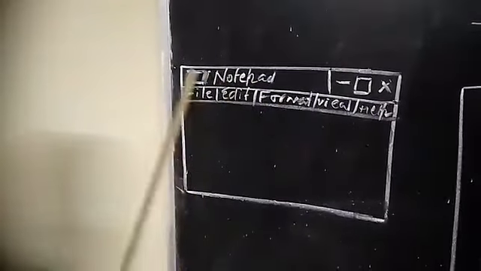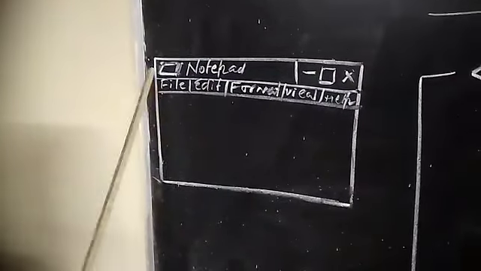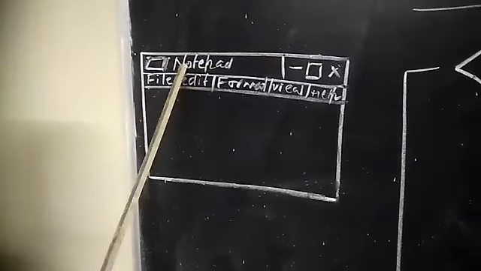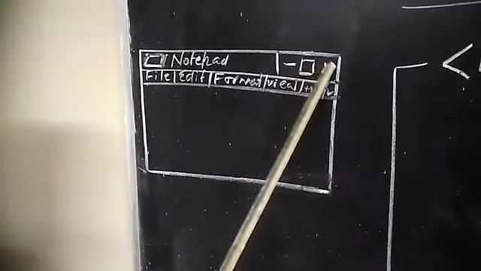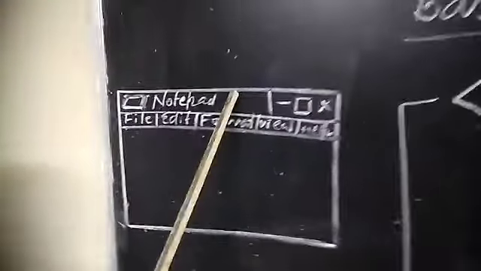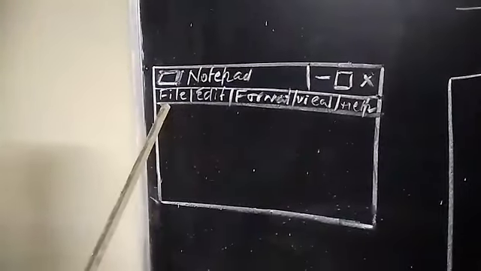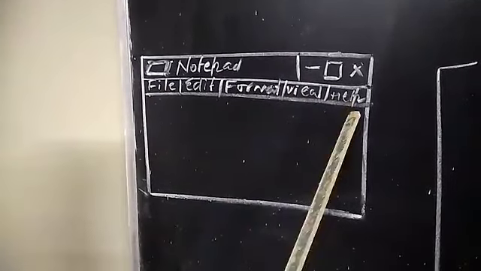What is the title bar? You can say it is the topmost portion of the window. This is the window. The topmost portion of the window is called the title bar, where the icon of the app is shown along with the name. Then here are the minimize, maximize, and close buttons. Under the title bar is the menu bar. Here: File, Edit, Format, View, Help.